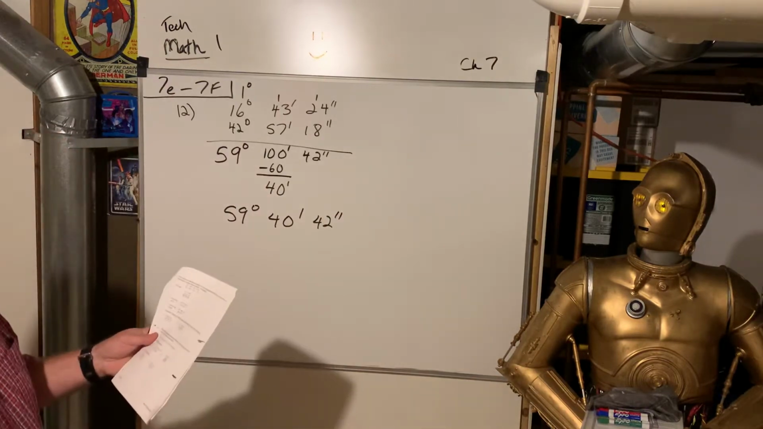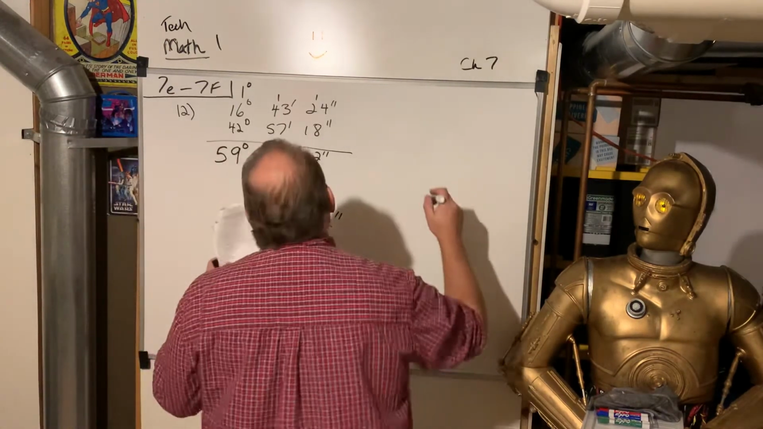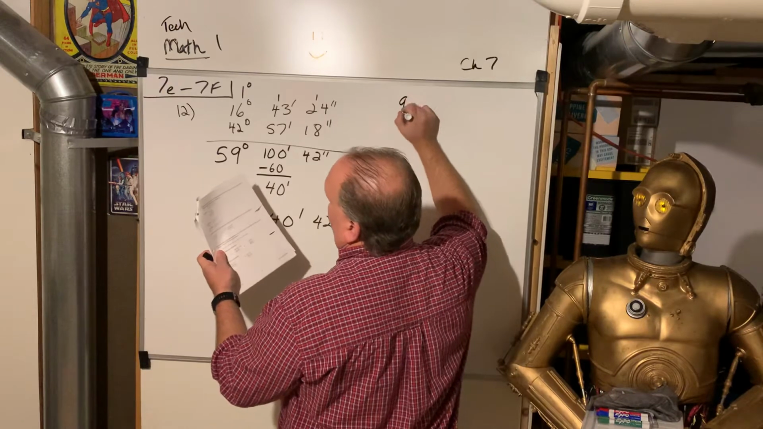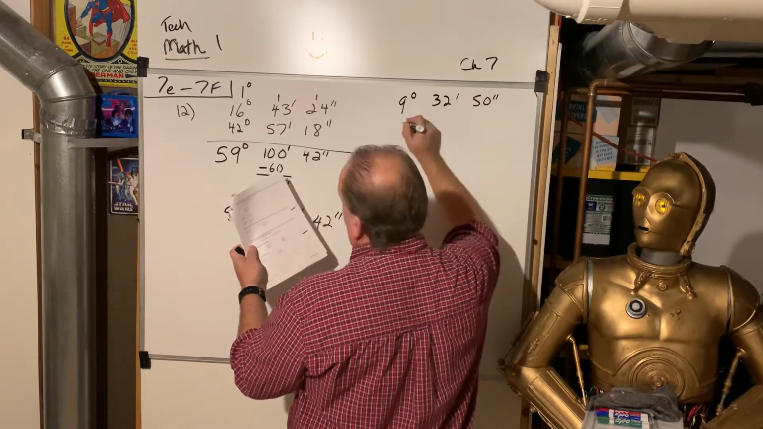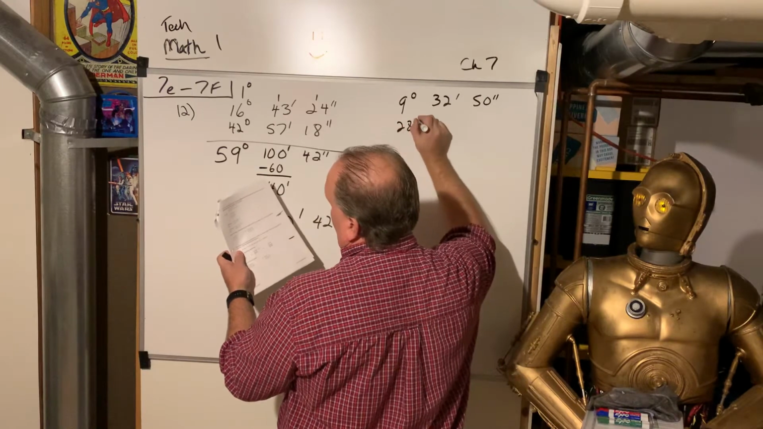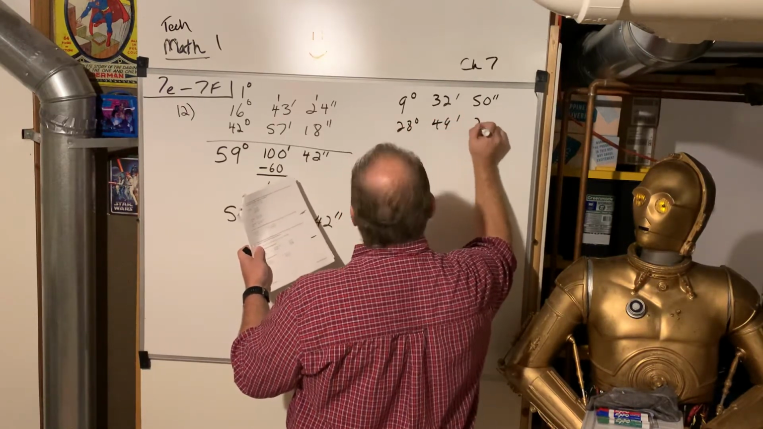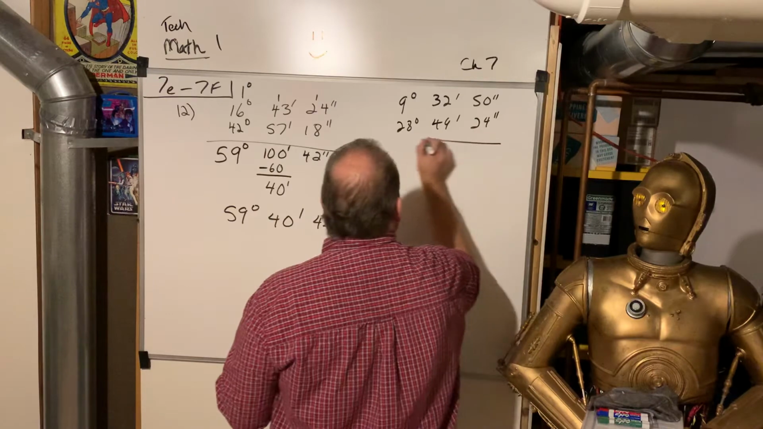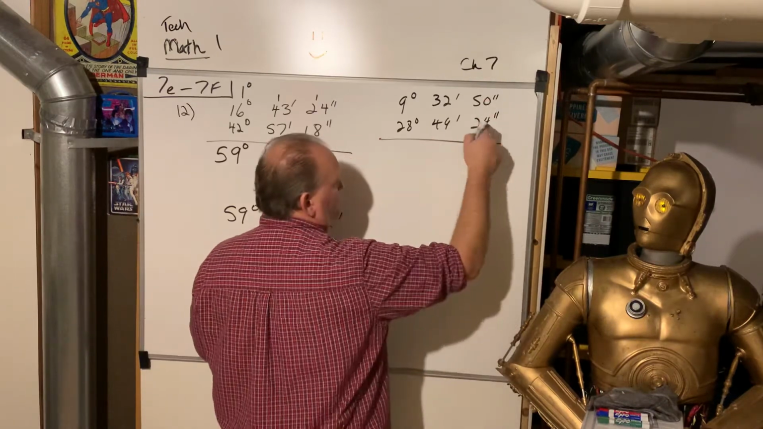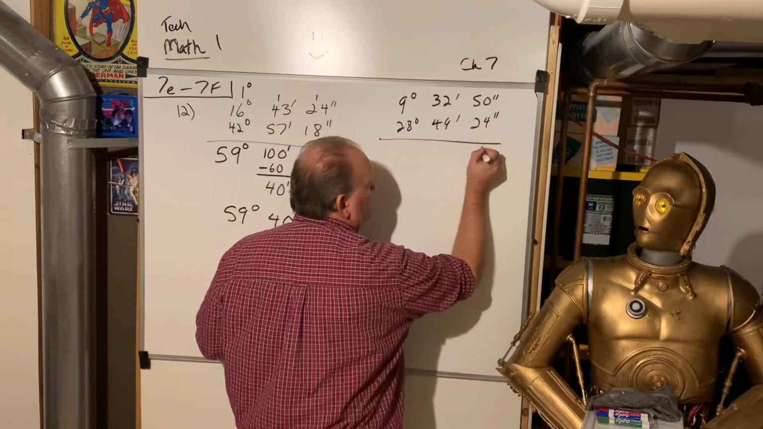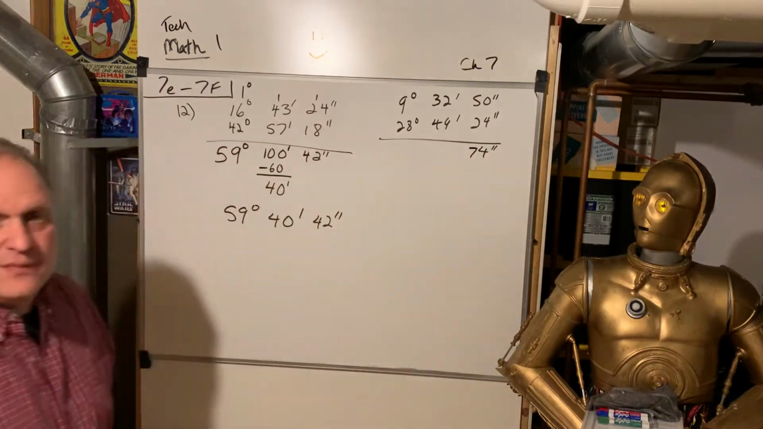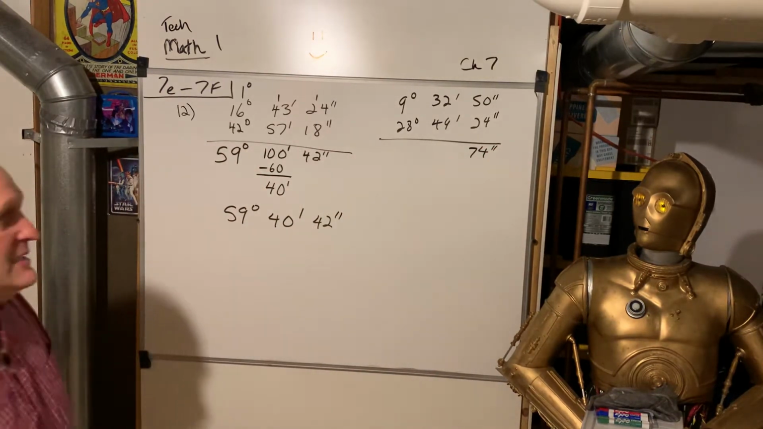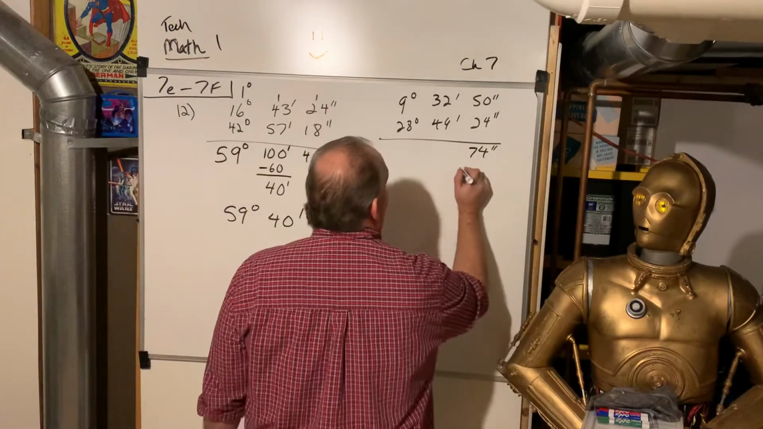All right. And here, let me show you B. 9 degrees, 32 minutes, 50 seconds, and 28 degrees, 49 minutes, 24 seconds. So again, if we add, we go from the smallest to the largest. So 74. Nope, no can do, because that's bigger than 60. If it's bigger than 60, you have to subtract it off.